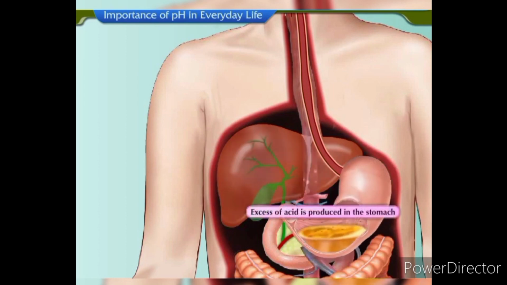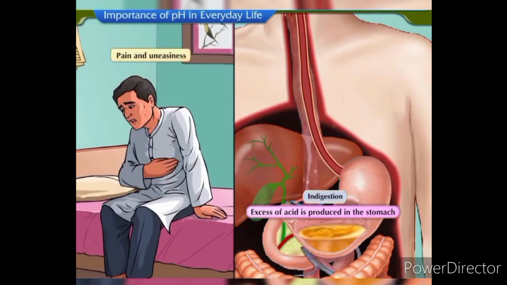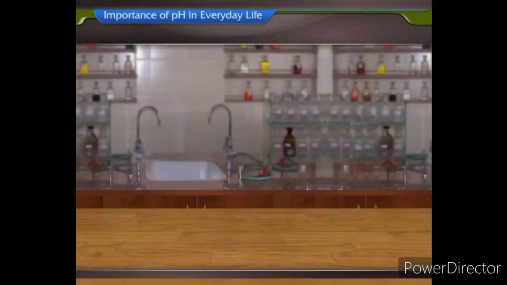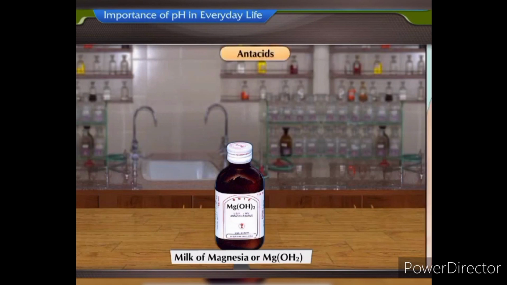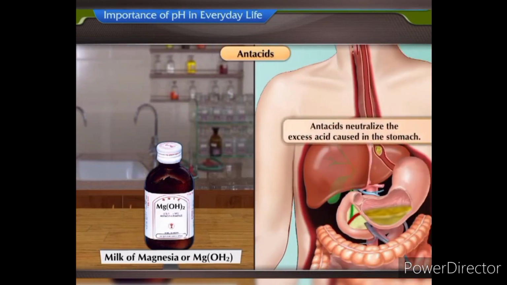Sometimes, an excess of acid is produced in the stomach for various reasons, such as remaining hungry for too long. This excess acid causes indigestion, which produces pain and uneasiness. This condition is called acidity. There are certain chemical substances like milk of magnesia or magnesium hydroxide that can fight acidity. They are called antacids. Antacids neutralize the excess acid caused in the stomach.